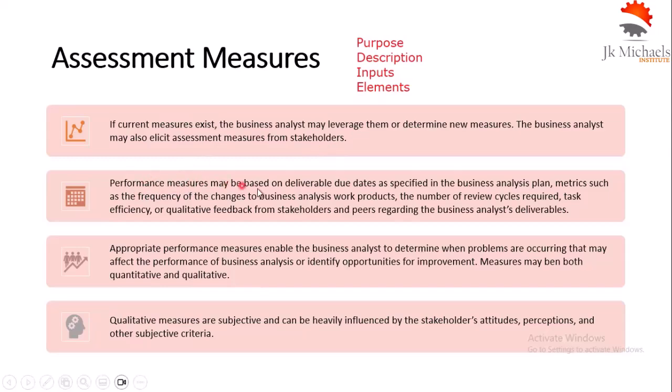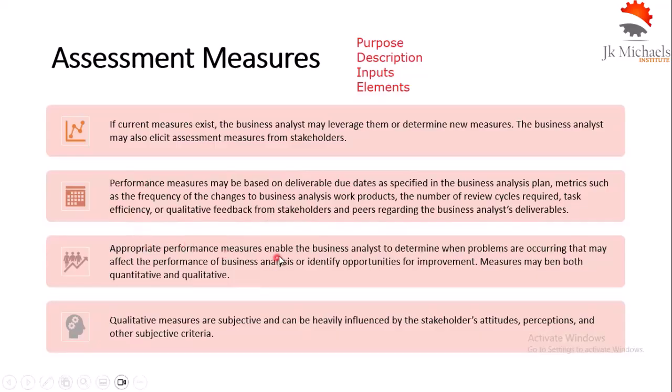Now, performance measures may be based on deliverables due dates as specified in the business analysis plan. So if the deliverables are presented on the due date, then that can be the performance measure. We could also have metrics such as the frequency of changes to business analysis products, the number of review cycles required to get an approval, the efficiency of a task, and qualitative feedback from stakeholders concerning the quality of business analysis deliverables. There are no limits to performance measures. It will be up to the existing organizational standards and the stakeholders to intervene and provide the BA with areas where improvement is needed.